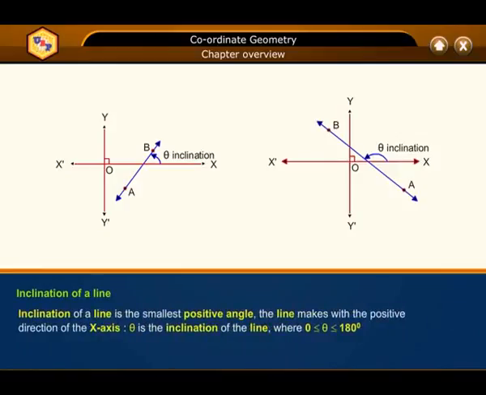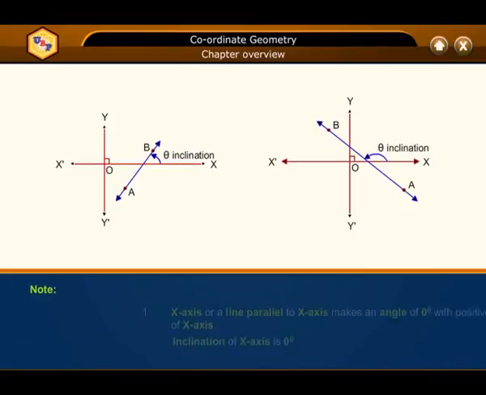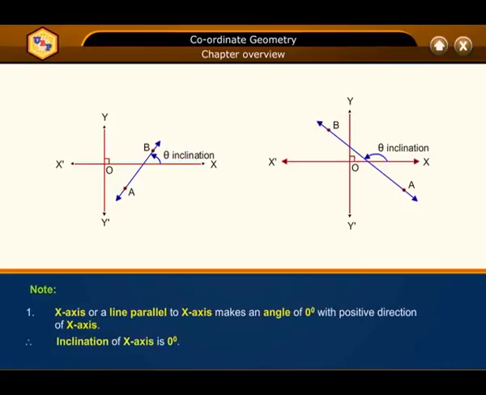Inclination of a line. Inclination of a line is the smallest positive angle the line makes with the positive direction of the x-axis. Theta is the inclination of the line, where 0 ≤ theta ≤ 180 degrees. Note, x-axis or a line parallel to x-axis makes an angle of 0 degrees with the positive direction of x-axis. Inclination of x-axis is 0 degrees.